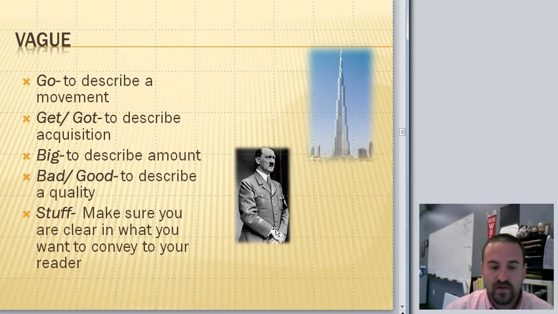And if you talk about stuff all the time, that you've got stuff, or that you just aren't clear about what you have or what is going on, you just say stuff, that's a word that's really too vague.